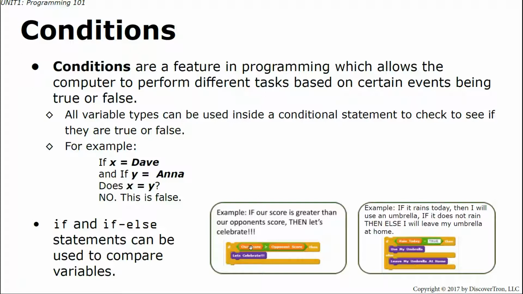So we're saying if our score is greater than our opponent's score, if that's true, then we'll celebrate. Then over here, if that variable says it's rained today, if that's true, then we'll use my umbrella, and if not, then we're going to come down here and do this lower condition right here. Okay, so those are conditions. If something's true, we do one thing. If it's false, then we do another.